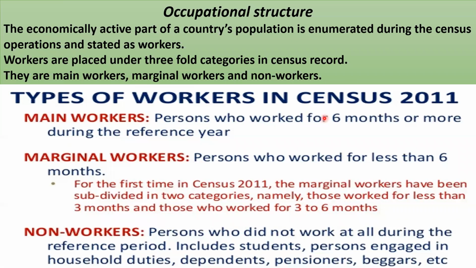And for the first time in the 2011 census, the marginal workers have been subdivided into two categories, namely those who work for less than 3 months and those who work for 3 to 6 months. So main workers are the people who work for 6 months or more in a year. Marginal workers are the people who worked for less than 6 months, and non-workers are the people who did not work at all during the reference period. These non-workers comprise persons like students, those engaged in household duties, dependents, pensioners, beggars, etc.